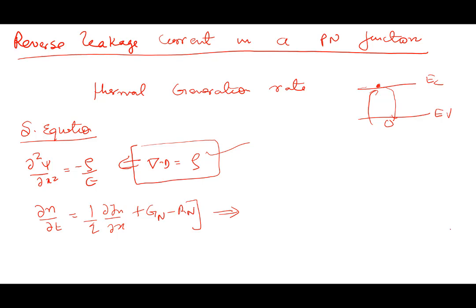What does this equation represent? Del n by del t equal to 1 over q del Jn by del x plus Gn minus Rn, and similarly you can write for holes also, del p by del t, a similar equation. What does it represent? Continuity equation. The left-hand side is the change in electron density at a certain point, right? But what would you like to call it?